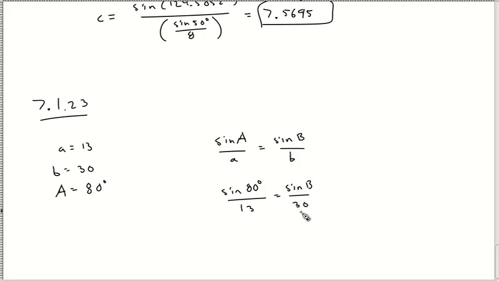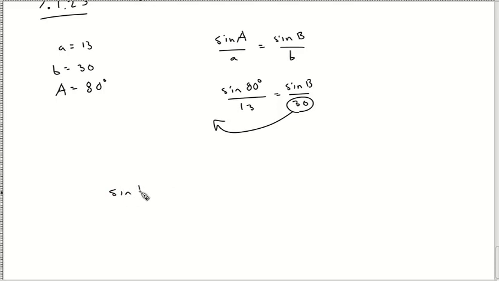Very good. I'm going to find b by itself, so I'm going to multiply this over to the other side. And so we got sine of b is equal to 30 times the sine of 80 all over 13. How do I get rid of the sine again? Do you remember? Not divide. Arc sine. Very good.